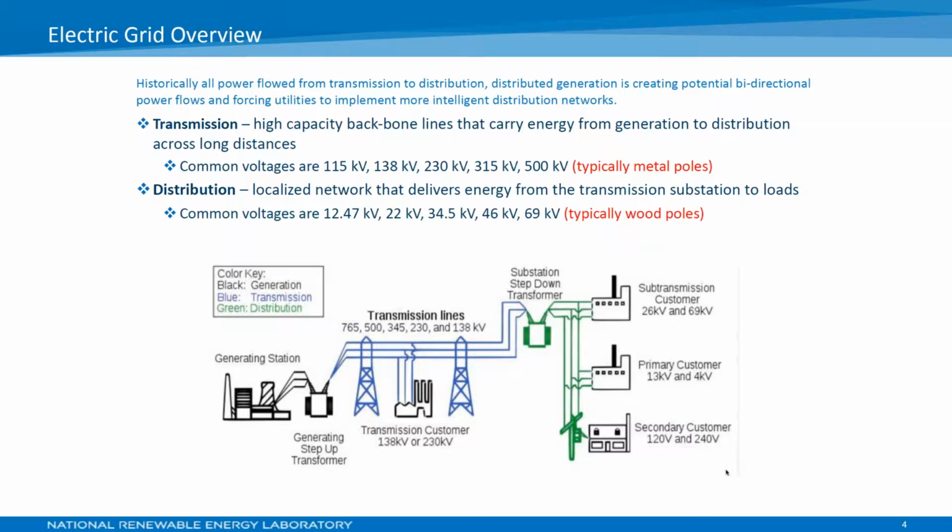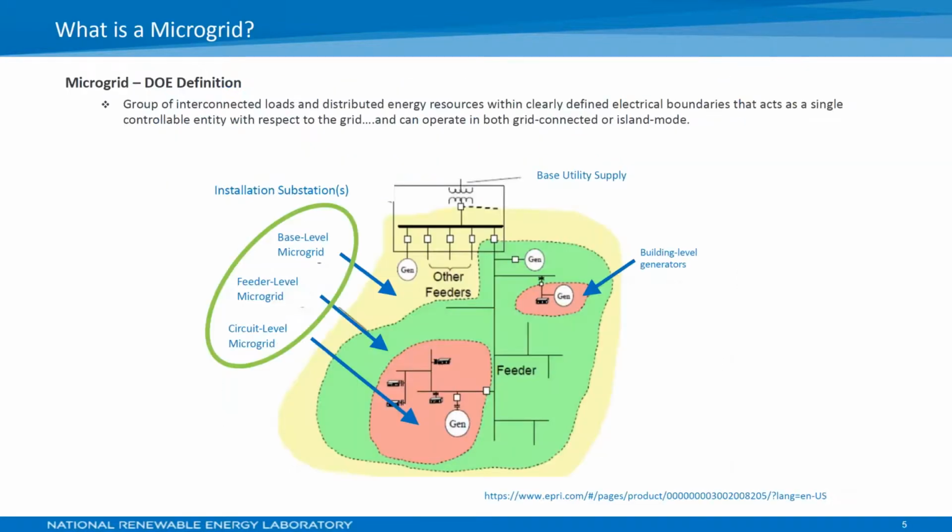And then there's another step down that typically occurs, from these 12.47 or 34.5 kV down to an actual usable voltage in our homes and things like that. So 120 volts, 240, or 480 are common voltages that you might have heard of before. Next slide, please.